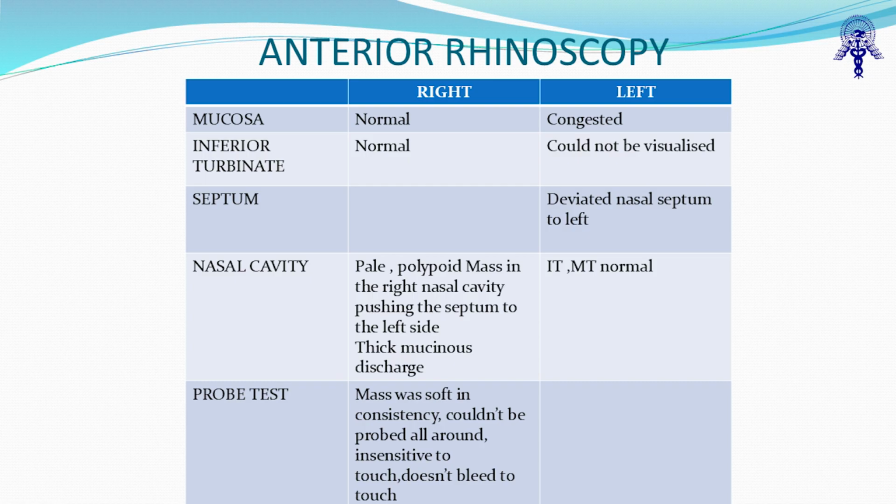And the probe test, mass was soft in consistency. Again, how do you do a probe test? What is the name of the instrument? সবার গলা আছে, চেঁচি বলো। Jobson horn probe, ঠিক আছে? তো কি করবে? You will just touch it.